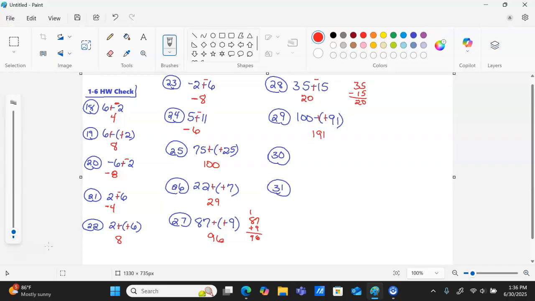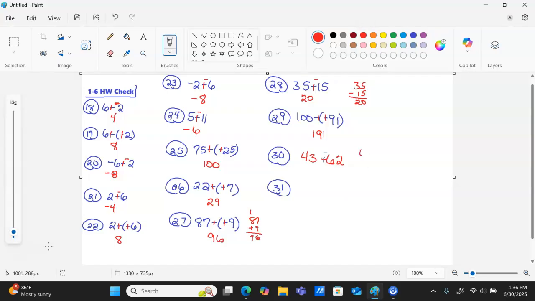Number 30 is a word problem. It says Terry has $43 in a checking account. If Terry writes a check, so he has 43, he's going to write a check for 62. So he's going to subtract $62 from that. So we are going to change our sign and add.